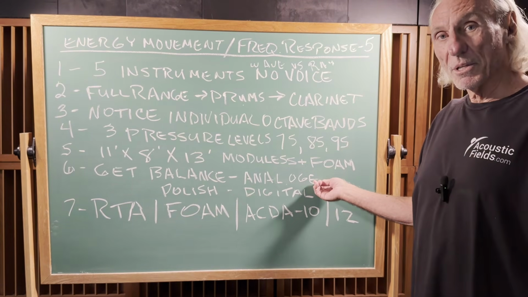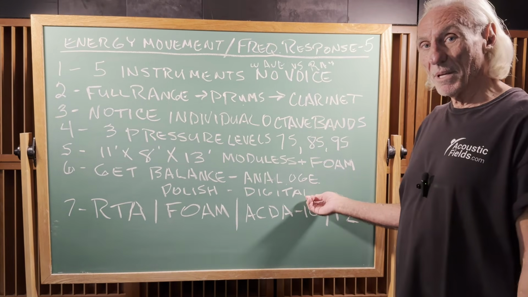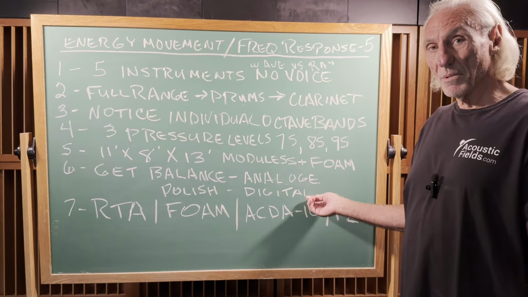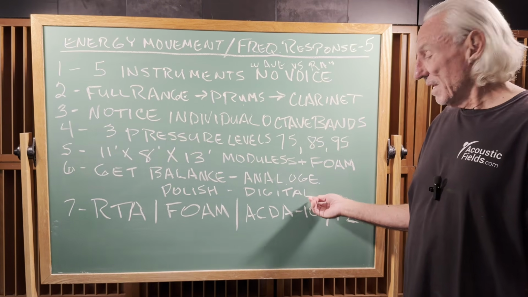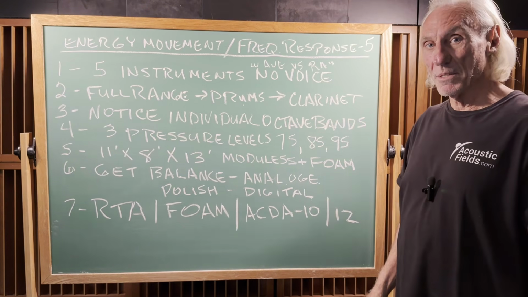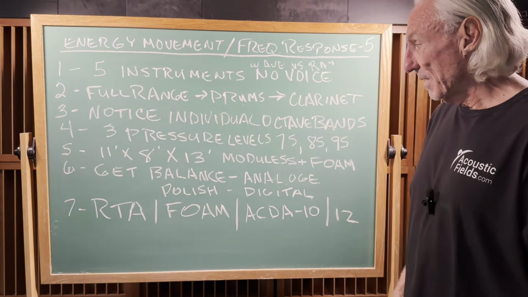smooth out the spatial irregularities of the room and then polish up everything we can't get with treatment, which is not many things. You can get most things with treatment. It always comes down to budget and space. Do you have enough money to solve the problem? And are you willing to give up enough space?